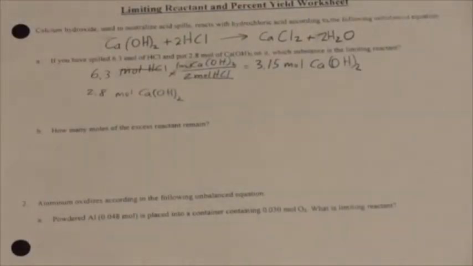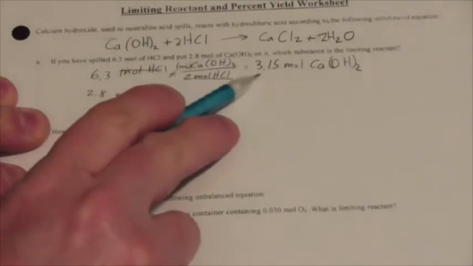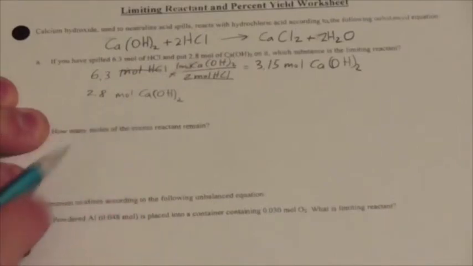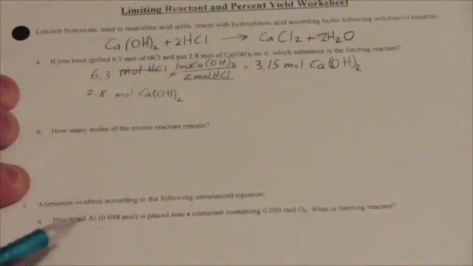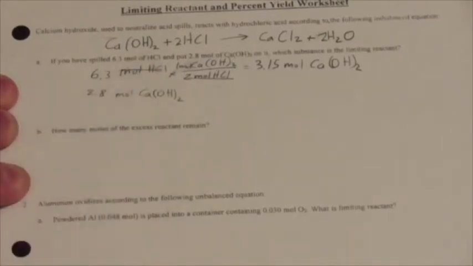But as we can see, I don't have that much. I only have 2.8 moles. If all of my hydrochloric acid reacted, I would need 3.15 moles of calcium hydroxide. I don't have that. Therefore, 2.8 moles of calcium hydroxide is what's going to be used up. All of this will be used up. I will have some excess HCl.